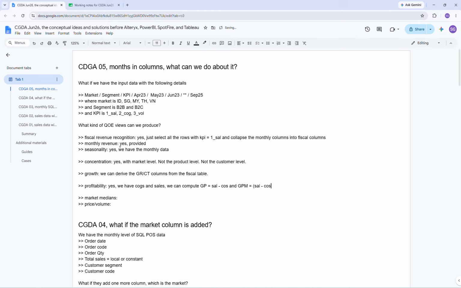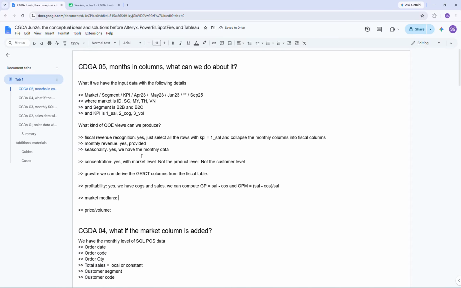and then GPM is the sale minus the COGS, divided by the sale also. Okay, so it depends on your values inside the COGS section. You have to choose between plus and minus. So if the values in the COGS section are minus already, then you just add the two together. So it depends. You have to look into the data first. But at the overall or high level, we look into this formula first.